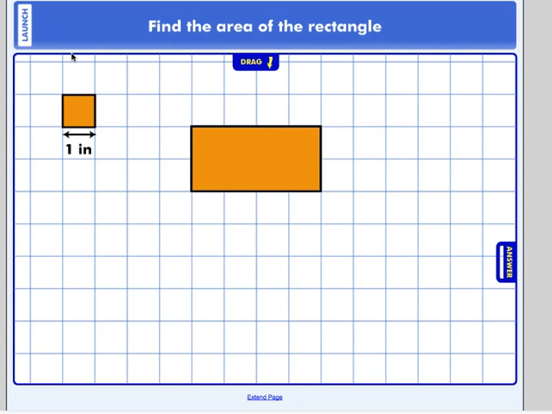Now, if you had to find the area of this rectangle, what would you do? You could either think about how many square boxes cover the whole shape, how many across times how many rows, or you could use the formula base times height. The base is 1, 2, 3, 4. The height is 2. 4 times 2 gives you the answer 8 inches squared.